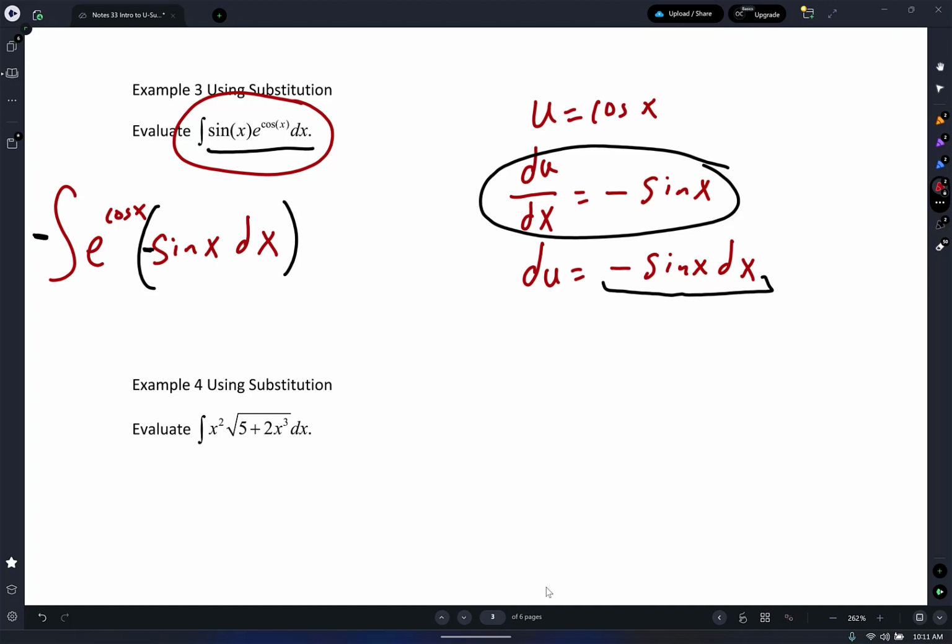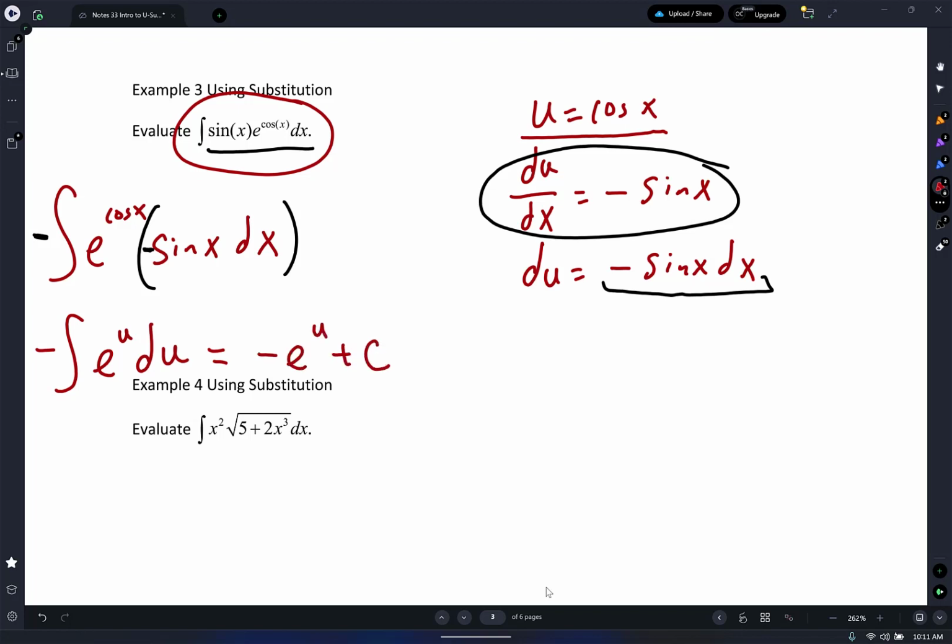Okay, now look what I have. Negative on the outside, integral. Look what u is. u is cosine x. E to the u. And look, negative sine x dx is just what? du. Does that look a lot easier to do? What's the antiderivative of e to the u? E to the u. Put the negative in the front. Negative e to the u plus c.